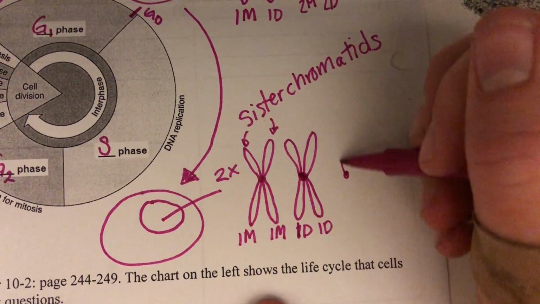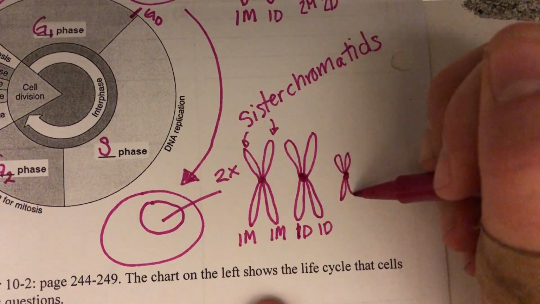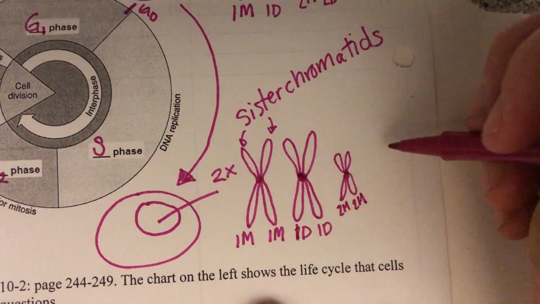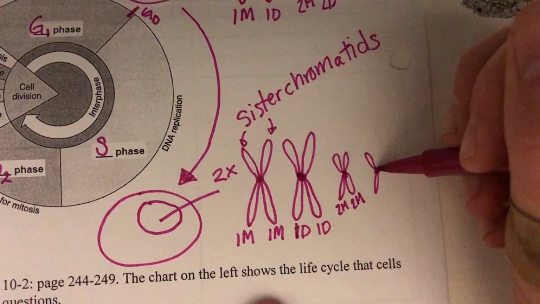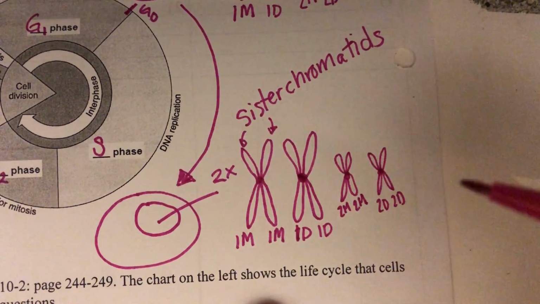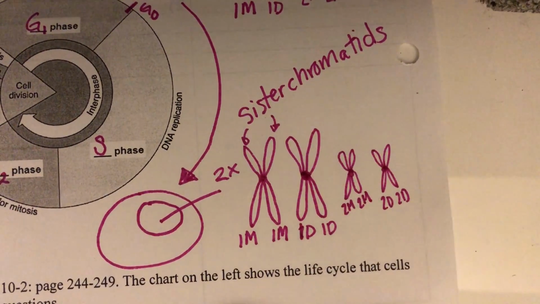And then we have chromosome number 2 from your mom, chromosome number 2 from your dad. You get the idea, okay?